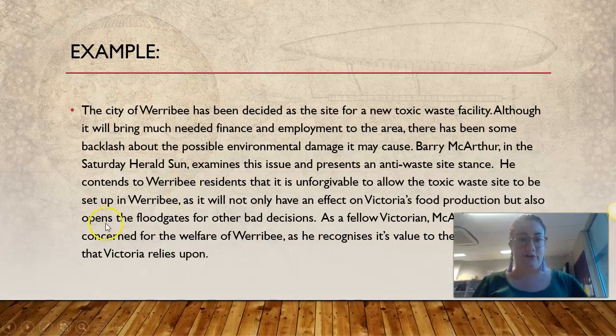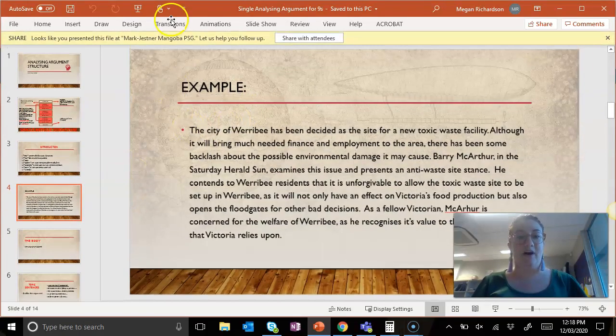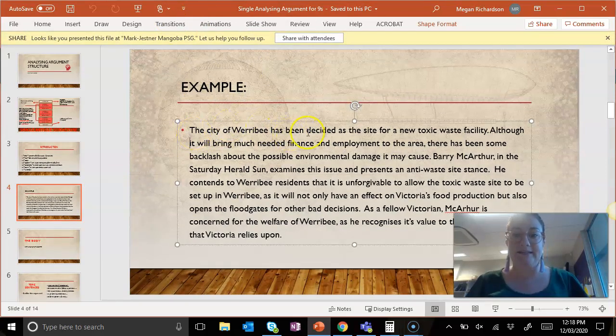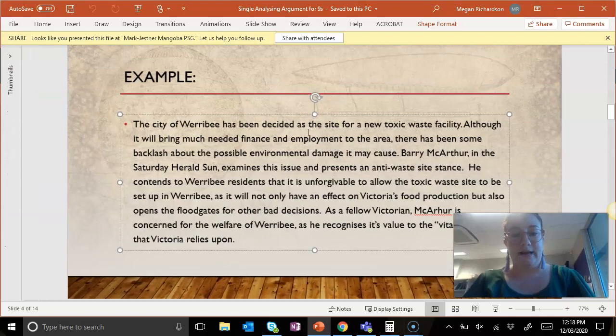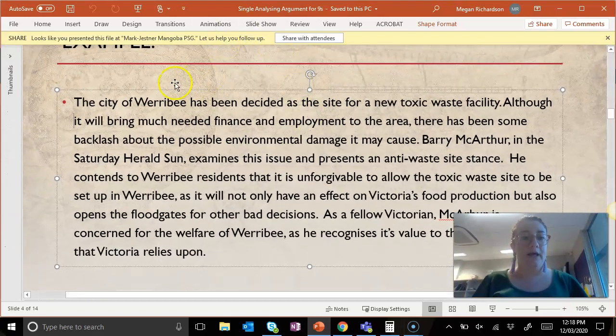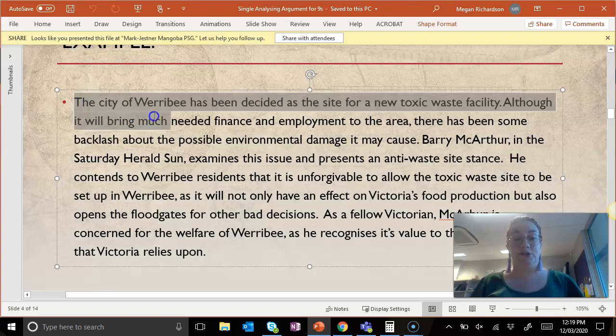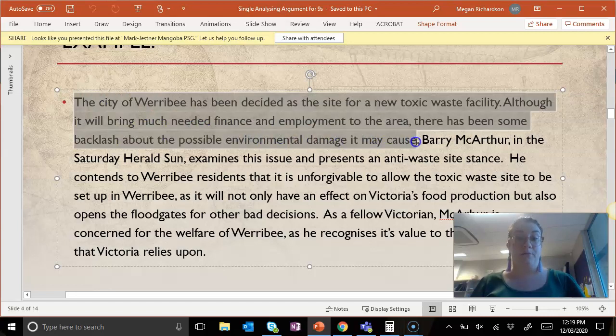So let's have a look. Actually, what I'll do is I'll even highlight it. Okay, so we've got the city of Whittlesea has been decided as the site for a new toxic waste facility. Although it will bring much needed finance and employment to the area, there has been some backlash about possible environmental damage it may cause. That is the issue. The issue is about Werribee getting a toxic dump site.